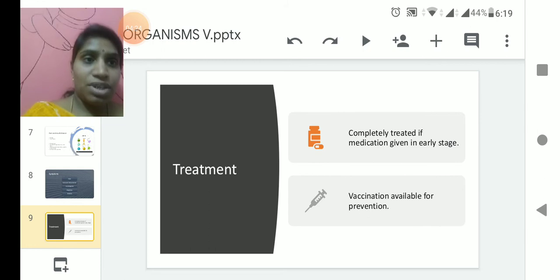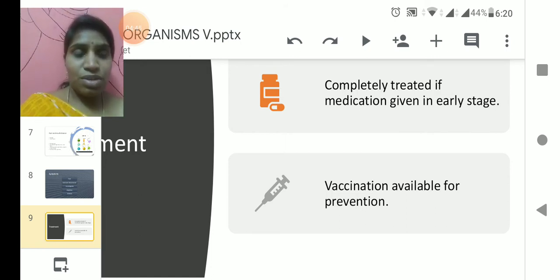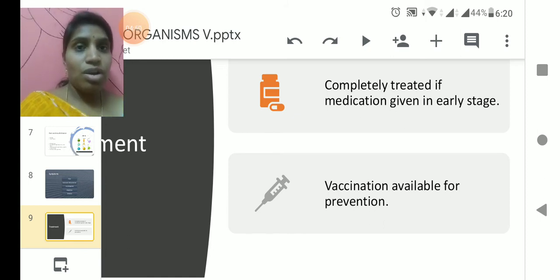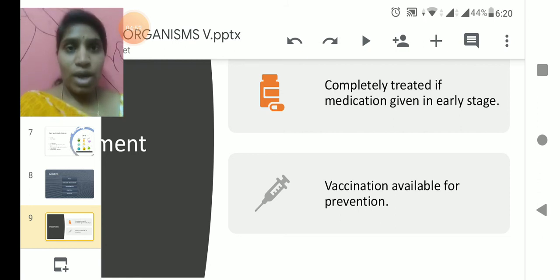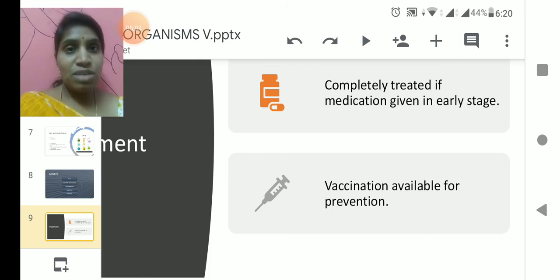And how is it treated? Even this, children, if we identify it in the early stage, it can be cured completely. But we cannot see the initial symptoms. If we identify it initially, when the animal is getting fever and so on, then it can easily be cured. And for this disease also we have a vaccine, children. So we can prevent this disease by giving vaccines. Prevention is better than cure, right?